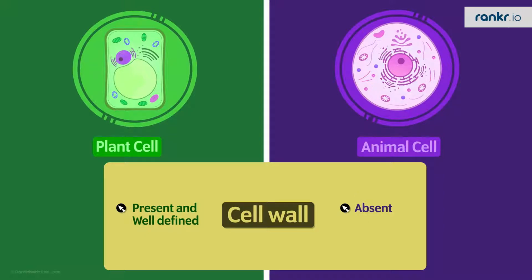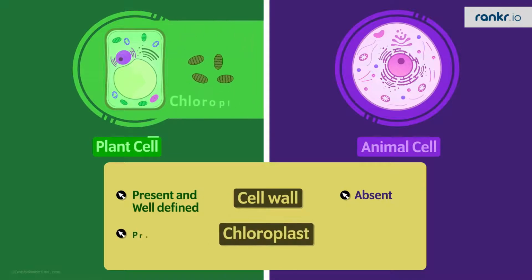The next obvious difference is the presence of chloroplast in the plant cell. This, as we have already studied, is the exclusive organelle for plant cells. It's absent in the animal cells.